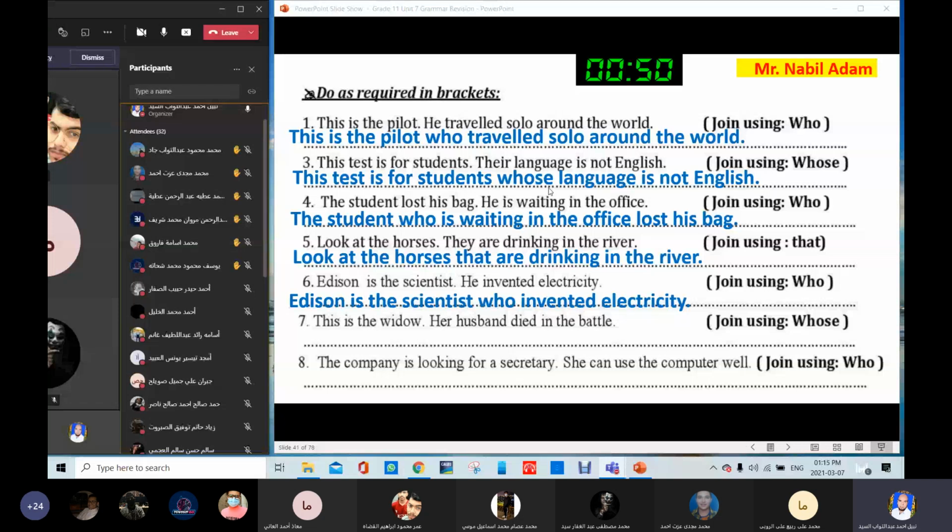Okay, Ahmed, yes, Osama Ra'ad, number seven. This is the widow. Widow means a woman whose husband died. This is the widow, her husband died in the battle. Join using whose?